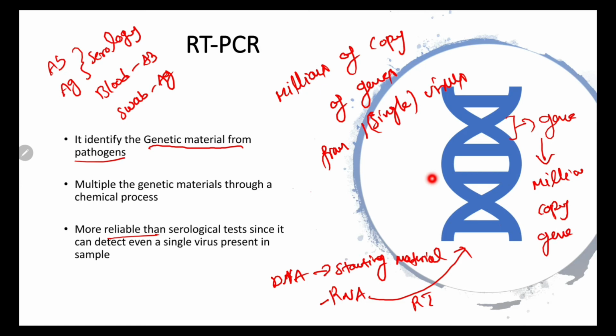As I told, there will be a chemical process, so fluorescent dyes are added to the reactions, so we can identify not only qualitatively but also quantitatively how much genetic material of the virus is present in the particular sample. So this is how RT-PCR is more reliable and specific compared to the serological tests.